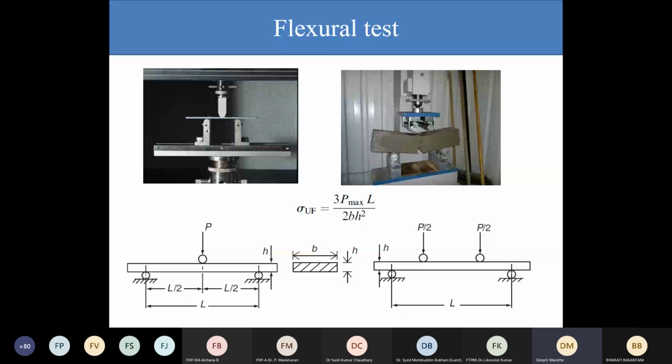Now, as I said, there are types of tests which are flexural tests. These flexural tests are going to be 2-point bending or 3-point bending. So this example will be called a 3-point bending. This is a 2-point bending test. Naturally, you know that there are two supports on which the specimen is going to be placed.